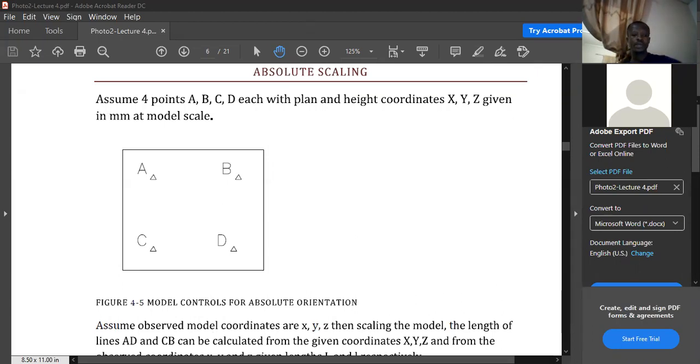Louis, so what do you think? Which points do you use to determine the rotation of a model? If you place these controls at the corners of the model, which points would you need? So we'll use the B and the D. For which rotation? Which rotation are you going to use B and D for?